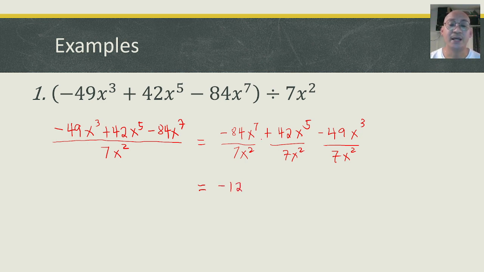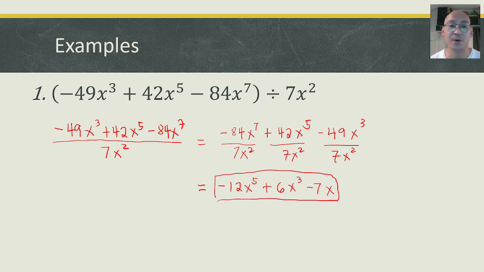Then for the exponent, use the laws of exponent. x to the 7th power divided by x squared is x to the 5th power. We subtract the exponents as we divide exponents. Plus 42 divided by 7 is 6. Then x to the 5th power divided by x squared is x cubed. And negative 49 divided by 7 is negative 7. x cubed divided by x squared is simply x. And this is now our quotient.